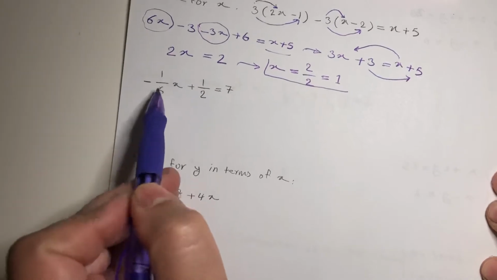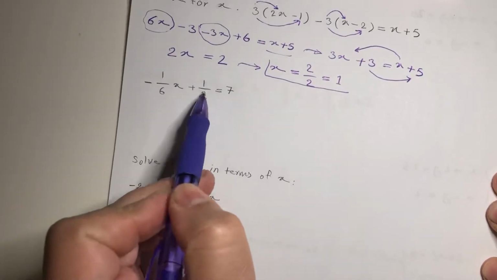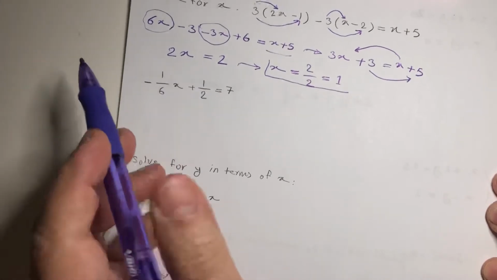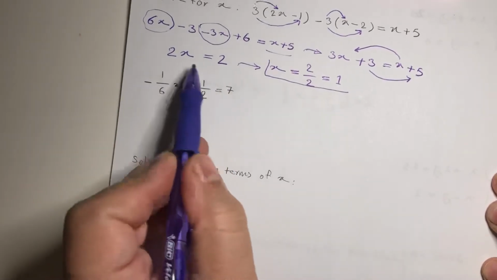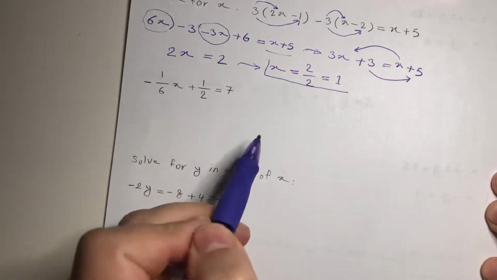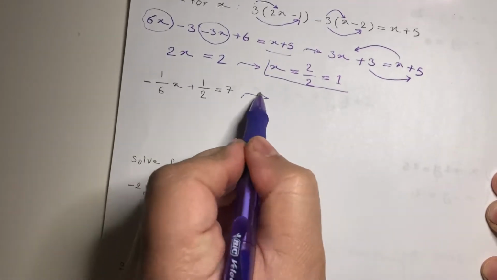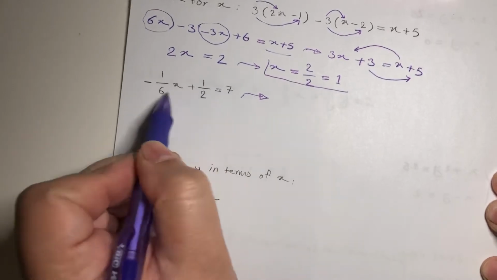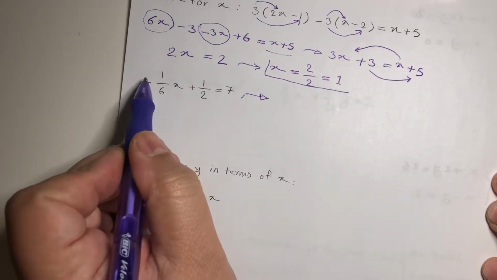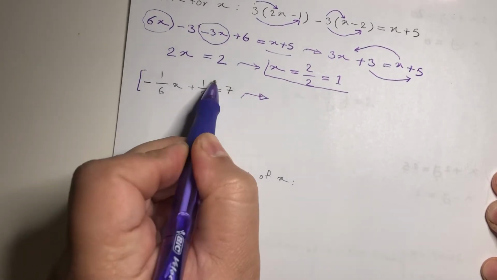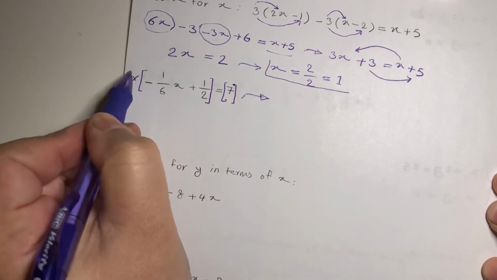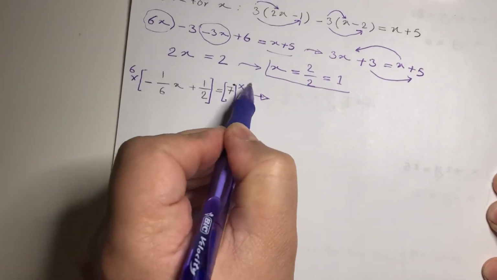We have minus 1 over 6x plus 1 over 2 is 7. So as I mentioned before, the first thing we try to do in this type of equations is to get rid of the denominators, right? How can we get rid of these denominators here? If you look, if we multiply both sides of this equation by 6, multiply by 6.